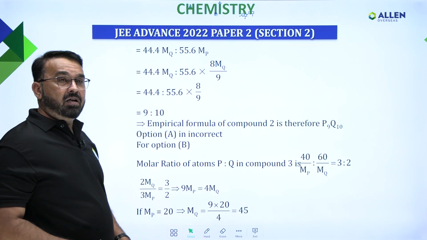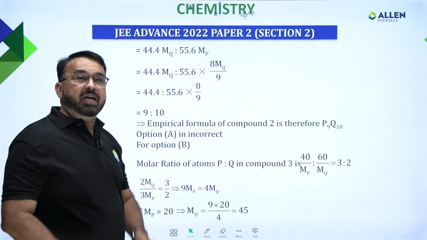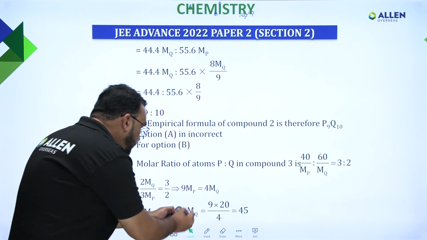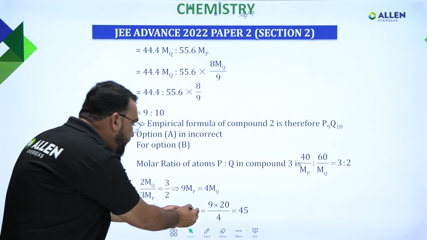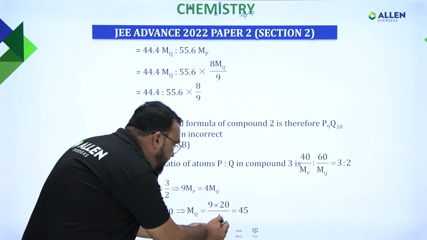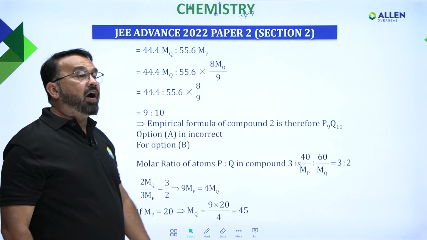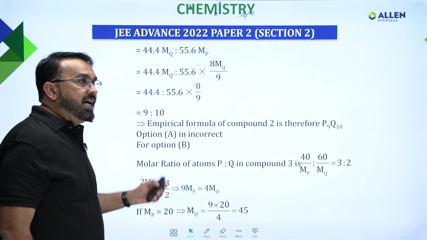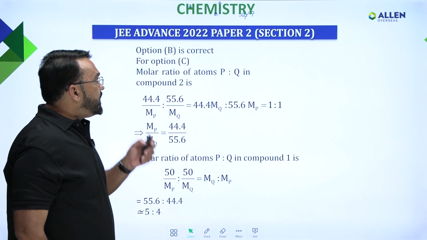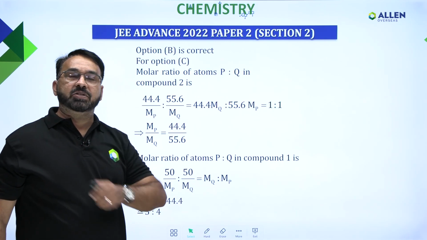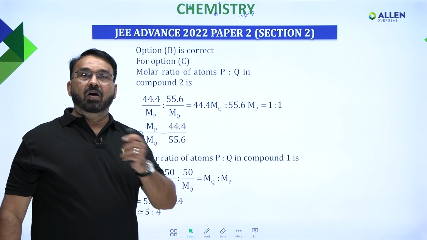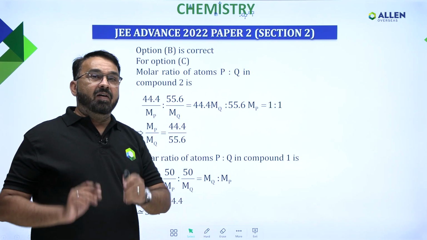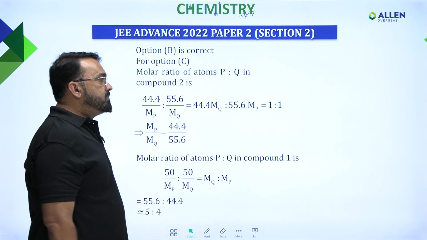Now we know that the atomic mass of P is given to you as 20. So substitute, MQ will be equal to what? 9 into 20 divided by 4, which is equal to 45. Yes, and we see that it is found to be true. Therefore, option B is the correct option. We have proved by finding out the atomic mass to be 45. Is it clear, students?